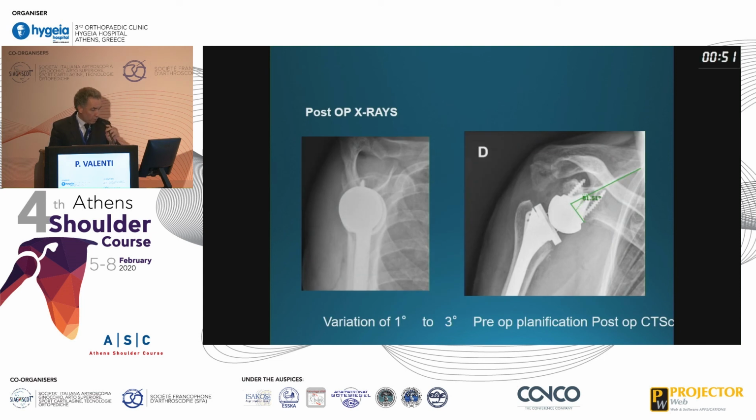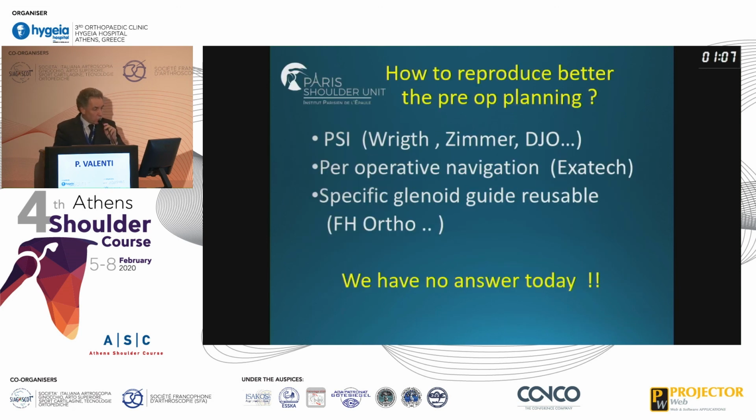And after, I did a CT scan systematically of all my patients. On my first 30 patients, I had a variation of 1 to 3 degrees on the CT scan if we compare with the preoperative planification. So the second problem is how to better reproduce the preoperative planning.